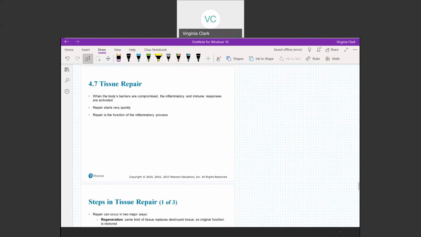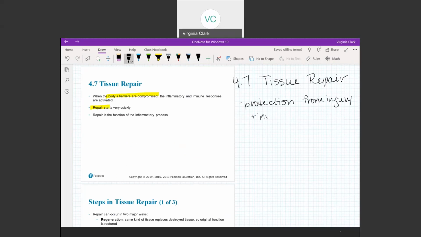This last section is on tissue repair. We'll go through this briefly, on why we actually need to have tissue repair. So when we have some sort of compromised or damaged tissue, we need to actually repair it. And repair needs to be fast and rapid and fix the problem. So we are actually going to need to protect ourselves from injury and from any kind of invasion. So once there's an issue, we need to be able to take care of it.